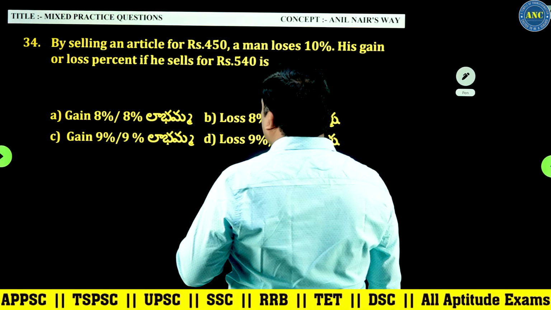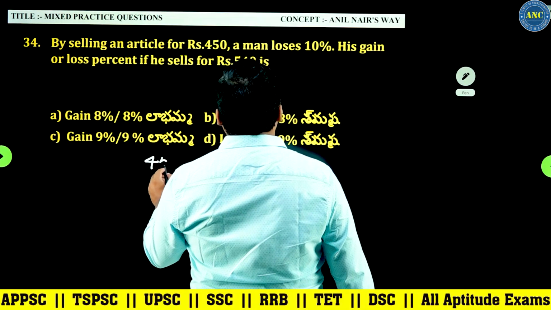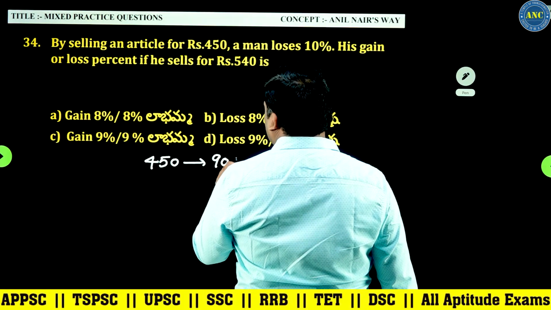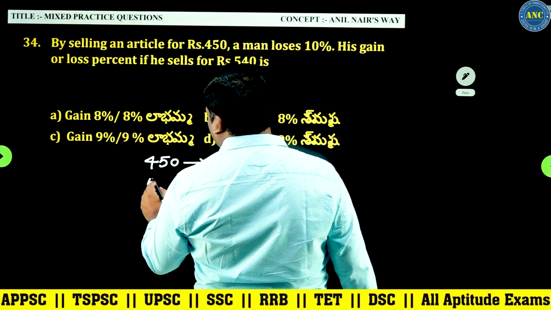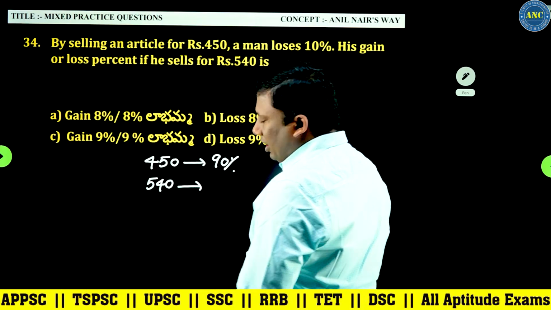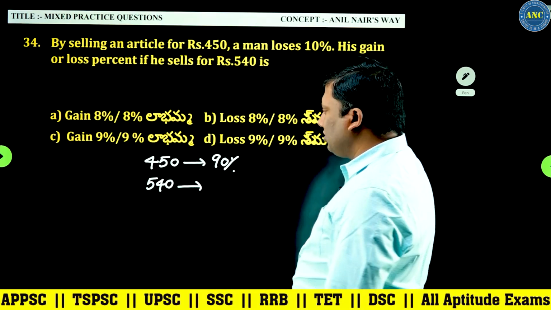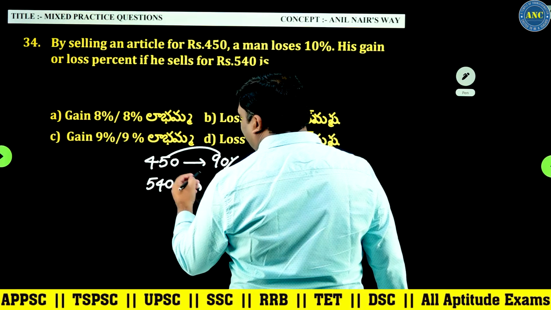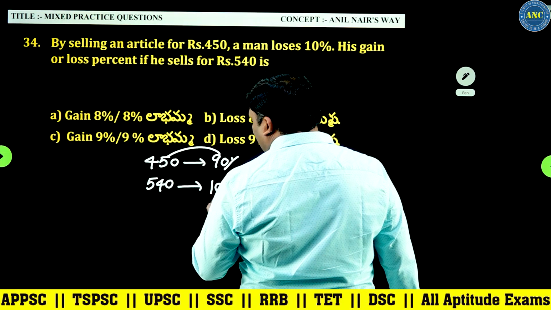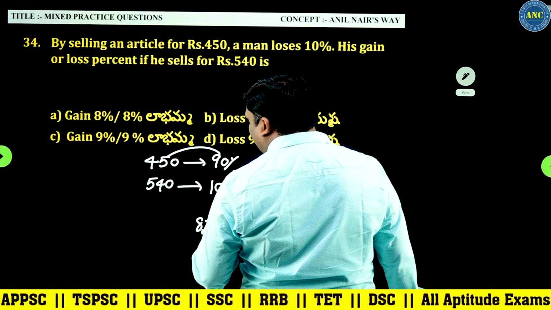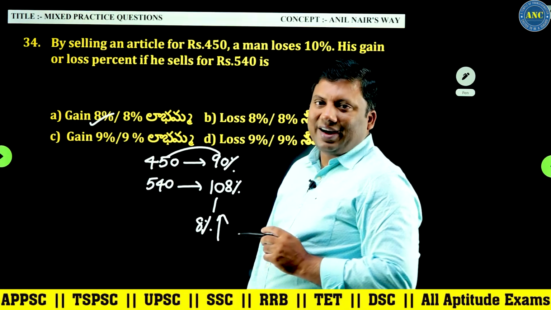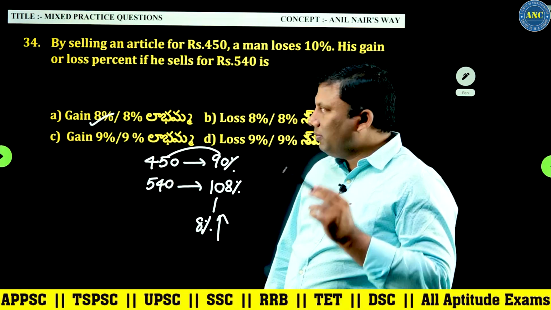On selling an article at 450, a person loses 10 percentage. On 100, loss of 10, it is 90 percentage. If it is 540, how much is it? 9 5s are 450. Something into 5 is 540. It is 108. 108 means there is an 8 percentage gain. I hope the idea is very much clear.